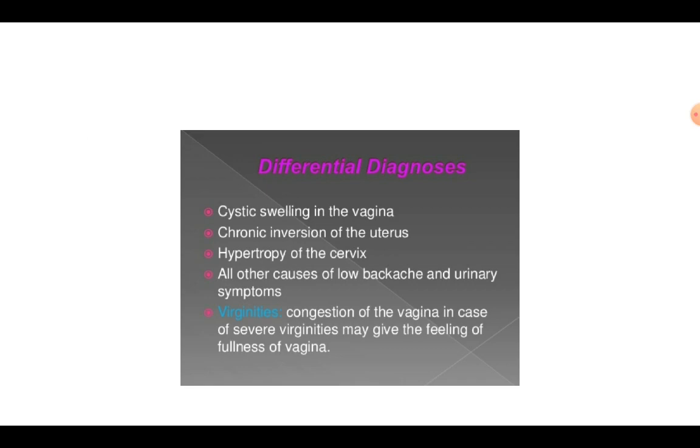Differential diagnosis can be some cystic swelling in the vagina, like a Gartner cyst, or a diverticulum, or a large fibroid polyp.